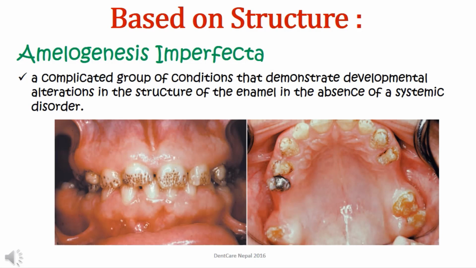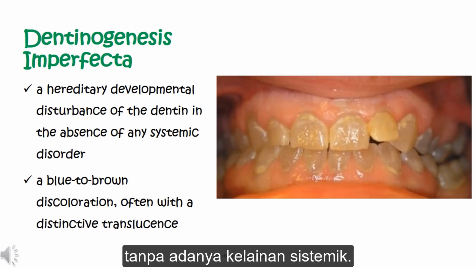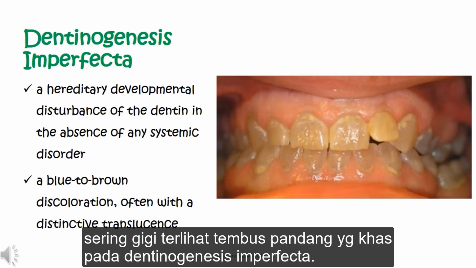A similar developmental defect, dentinogenesis imperfecta, is a hereditary developmental disturbance of the dentin in the absence of any systemic disorder. A blue to brown discoloration, often with a distinctive translucence, can be seen in dentinogenesis imperfecta.